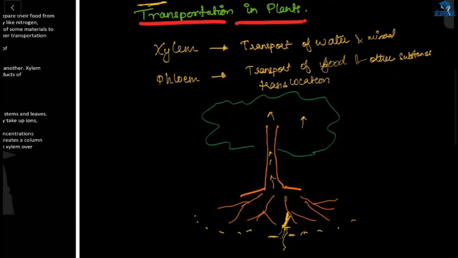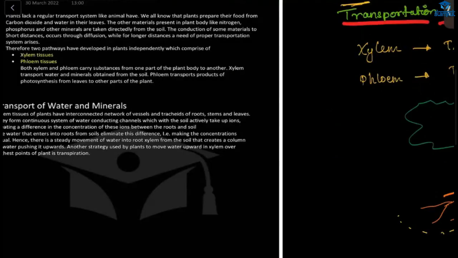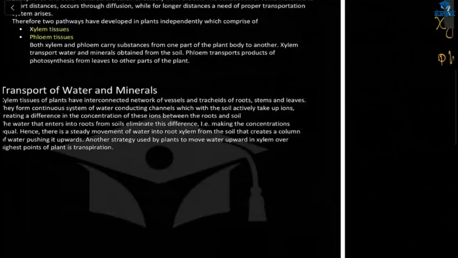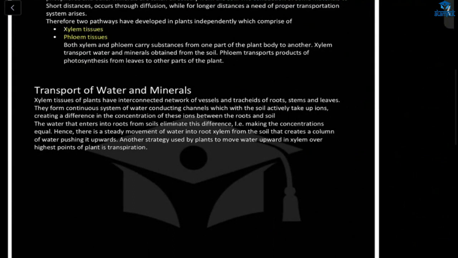This transport of food is known as translocation. Okay, xylem, how will it transfer? The roots and the stems and the leaves, what will they be having? They will be having interconnected tissues. They will be connected to all the roots, stems, and leaves. They will be having vessels and tracheas. That is xylem. So the water can move from roots to stems to the leaves in one way. The movement of the water in the xylem tissue is only unidirectional.